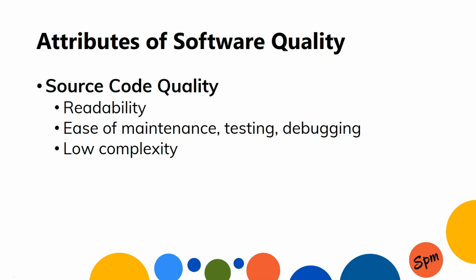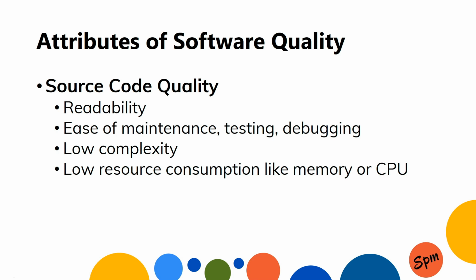Third is low complexity. It means our code should not be so complex that no one can understand your code except you. Fourth is low resource consumption. It means our code should be written in such a way that it uses minimal resources like memory, hard disk space, or processor. And the fifth one is code documentation. It means we should prepare well-defined code documentation, which can be internal or external, so that one can read the documentation and understand the code.